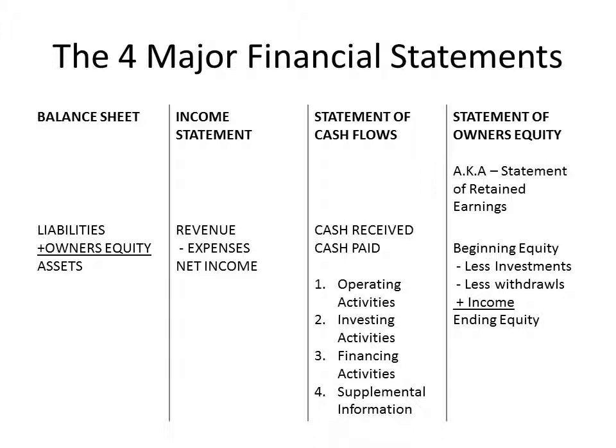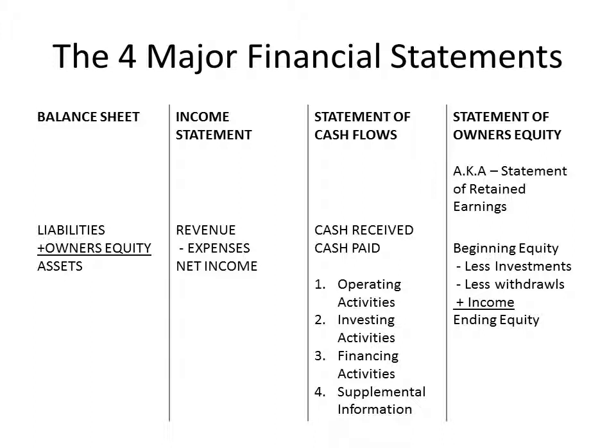The statement of owner's equity can also be known as the statement of retained earnings. Basically, your balance sheet is going to be your assets, your liabilities, and your owner's equity. So your balance sheet is your accounting equation: assets equal liabilities plus owner's equity. Your income statement is going to be your revenue less your expenses, and that'll get us net income.